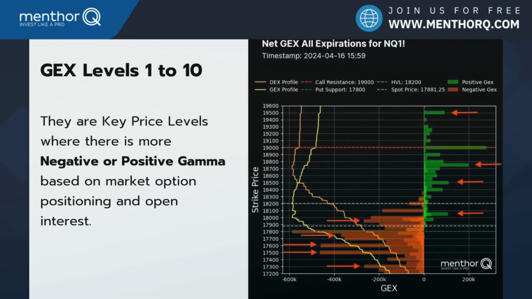Next, before we go into some examples, we're going to talk about our secondary level, which is the JAX level 1 to 10. Beyond the core gamma levels, which, as we mentioned, are core resistance, put support, high vol level, and one-day max and one-day min, we have our JAX levels. These levels are derived from our net gamma exposure chart, which you see here on the right. They are the widest green and red bars, and they show us the most significant concentration of call and put gamma across the option chain.